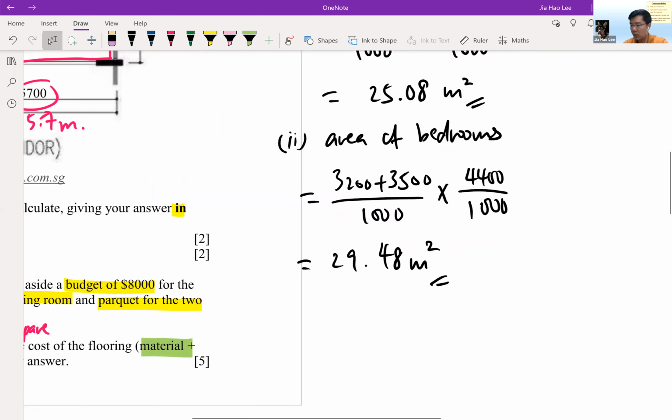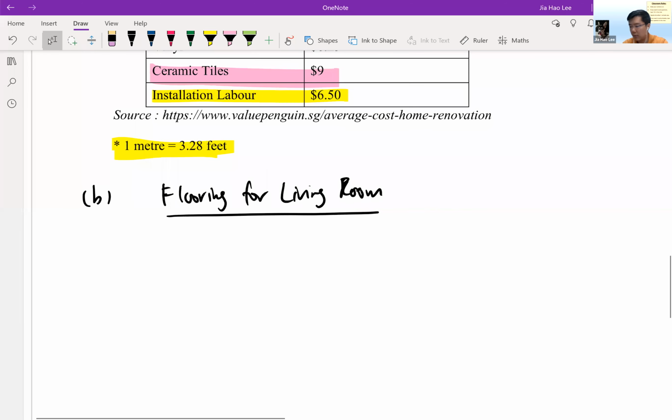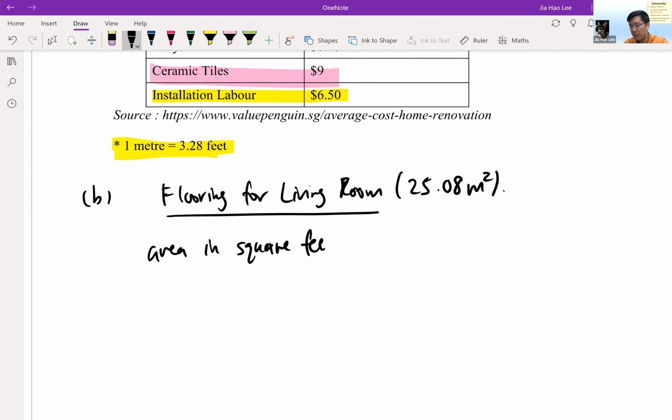If we refer back to our calculation here, the living room is 25.08 meters squared. Let me just write that down first. In brackets, this is 25.08 meters squared. I'm going to use ceramic tiles for that, so that's why you see I leave my screen right where the ceramic tiles are. First, let's calculate in square feet. How many is that? Since 1 meter is equal to 3.28 feet, then the area in square feet will be equal to 25.08 times 3.28 squared. You have to square the measurement.